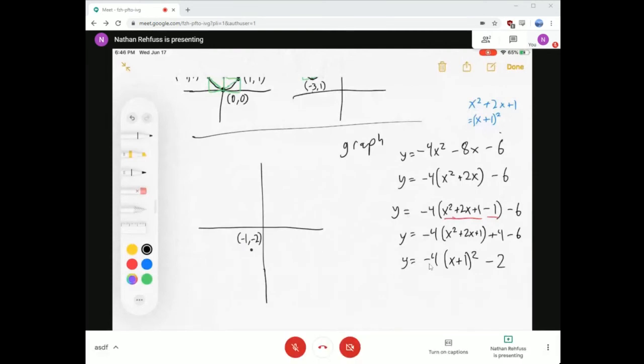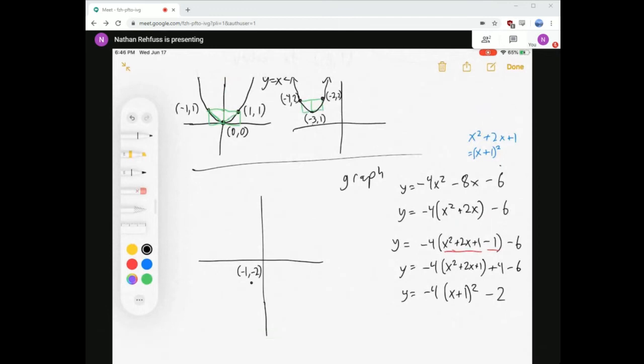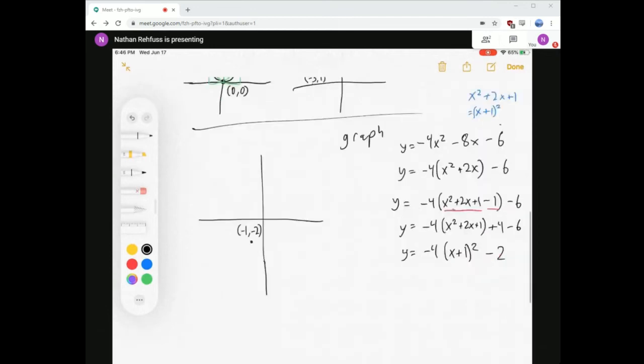Now, this -4 is indicating we are flipped and we are stretched 4 times. So when I go 1 to the left or right, instead of going 1 up, I'm going to go 4 and I'm going to go down. I could draw the boxes here if you want. These got stretched out. It's 4 times as tall and skinny as it was before. So if I go 1 to the left or 1 to the right, either down to -2 or, oh, I guess this is up to 0, I have to go down 4 from -2 to -6.